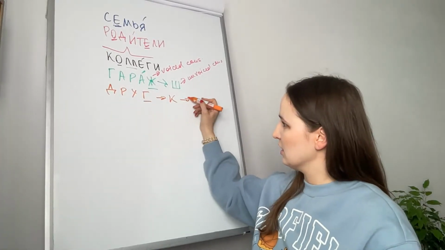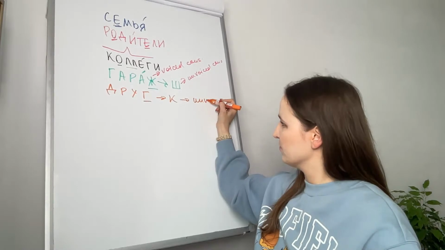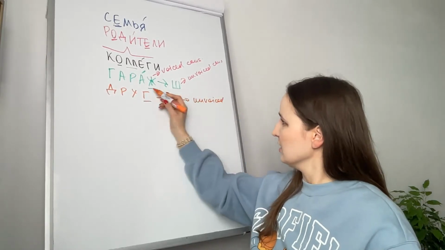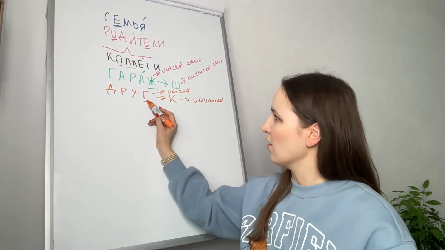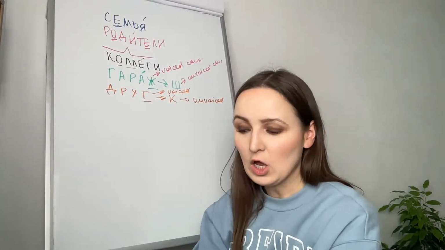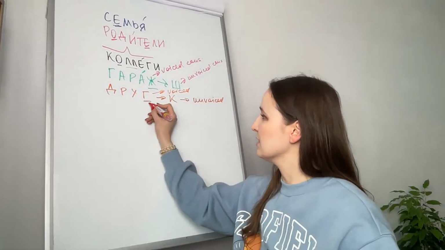This is unvoiced, and this is voiced consonant, voiced. So voiced will become unvoiced when it is located at the end of the word.